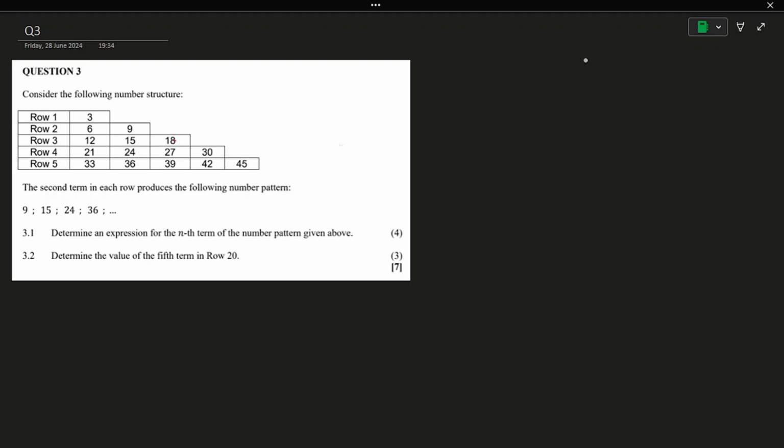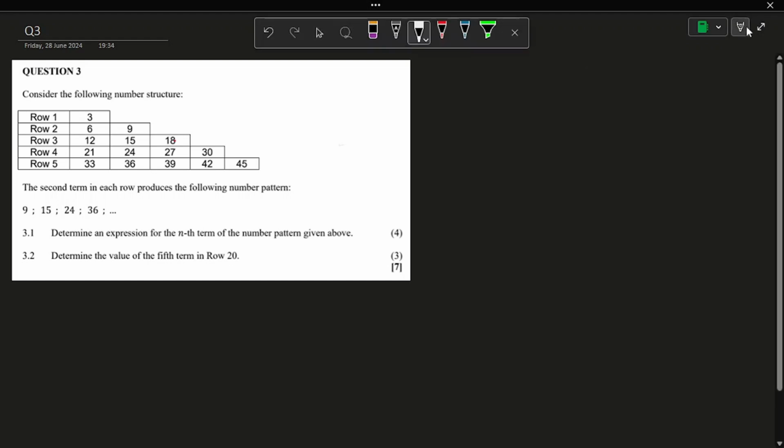So we have this number structure as you can see in the diagram. And then they say the second term in each row produces the following number pattern: 9, 15, 24, and 36. Here's what they mean by the second term. They mean this column right here. So that's 9, 15, 24, and 36. So the second term in each row produces the following number pattern.